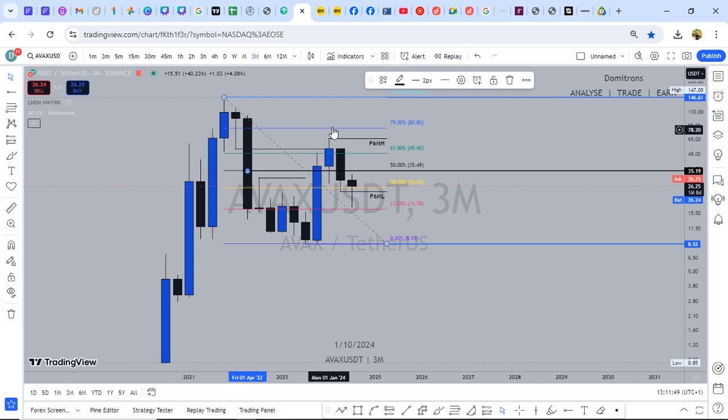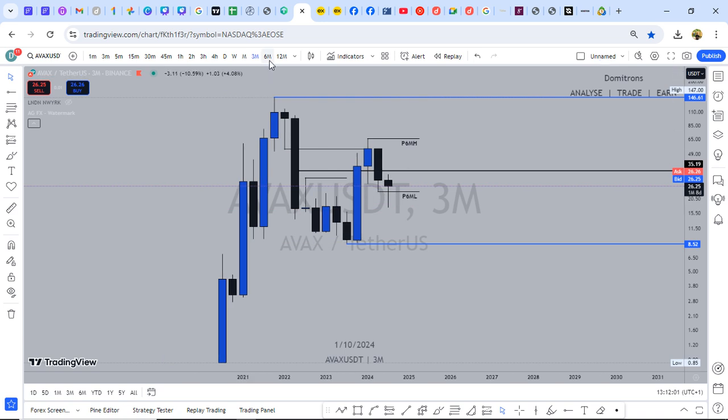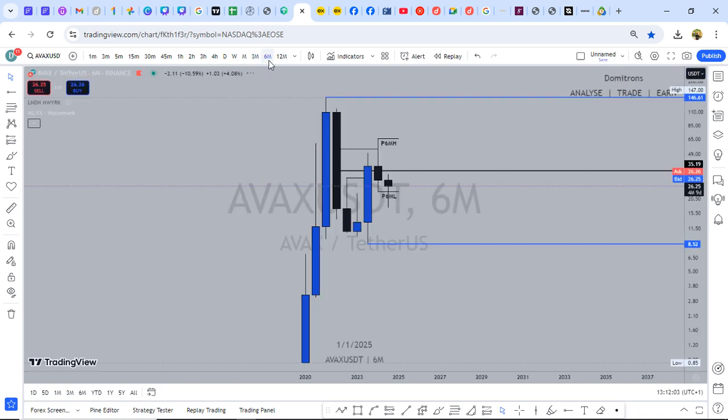We filled up the inefficiency and we came back down to discount. That's 8.23. That is a discount area, so that is where we traded into. So even if we go up to the 6 months time frame, we actually see this, right? Still bullish inside a range, a daily range.